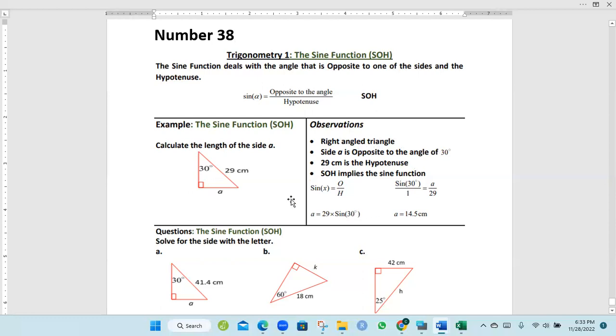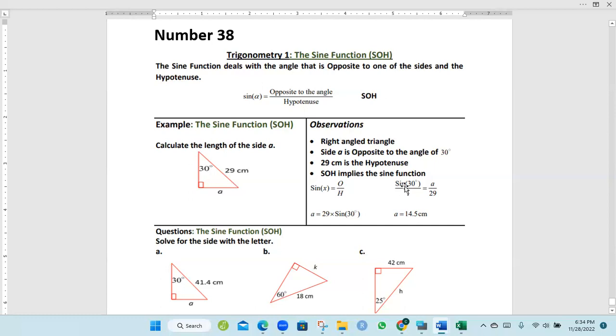Then we're going to talk about the other side with the number, which is 29. So 29 is the hypotenuse, because remember the 90 degrees is pointing to 29. So we're talking about the opposite side to the angle and the hypotenuse. So we are dealing with SO, which implies the sine function, and you write it down. Sine of x is equal to O over h, the side opposite to the angle, over the hypotenuse.